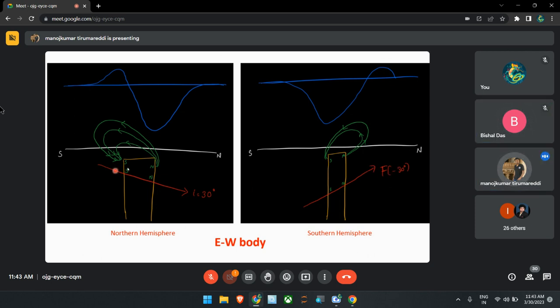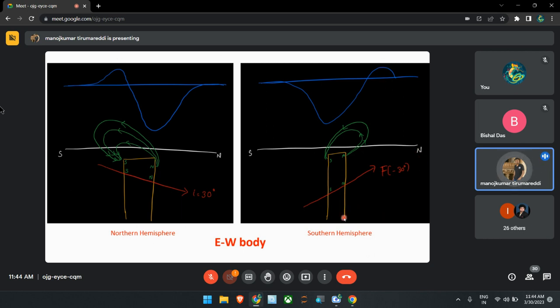Geographical north only. Remember this one, because our study area generally falls in the northern hemisphere. If you see some Australian books or something, you will get this type of anomalies. Otherwise, mostly they discuss these anomalies only. Here in the southern part, we will get the positive for an east-west body. We'll get the positive and maximum negative in the northern part. But if you go to the southern hemisphere, the positive part is towards the north.